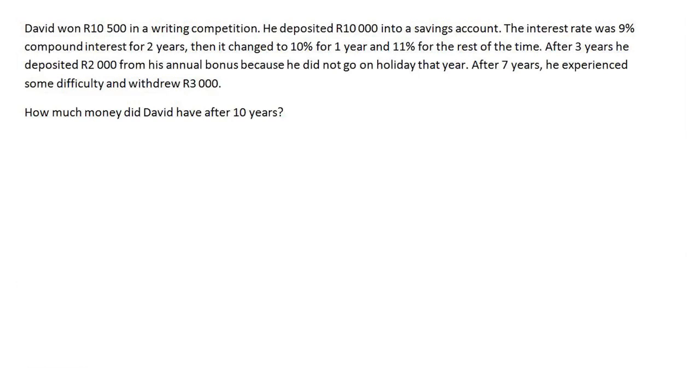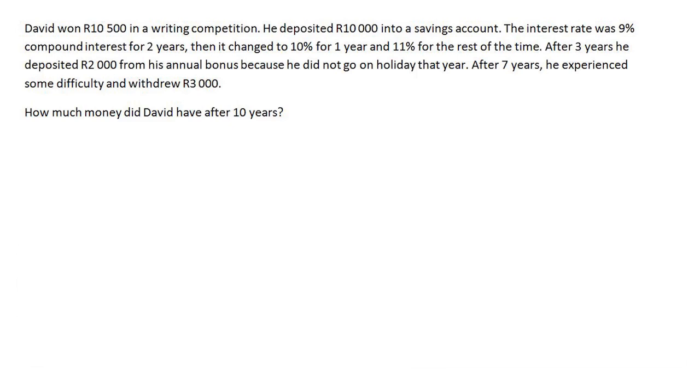David won 10,500 Rand in a writing competition. He deposited 10,000 Rand into a savings account. The interest rate was 9% compound interest for 2 years, then it changed to 10% for 1 year and 11% for the rest of the time. After 3 years, he deposited 2,000 Rand from his annual bonus because he did not go on holiday that year. After 7 years, he experienced some difficulty and withdrew 3,000 Rand. How much money did David have after 10 years?